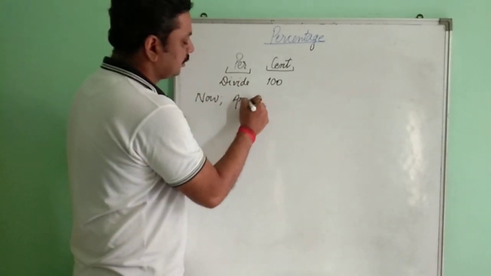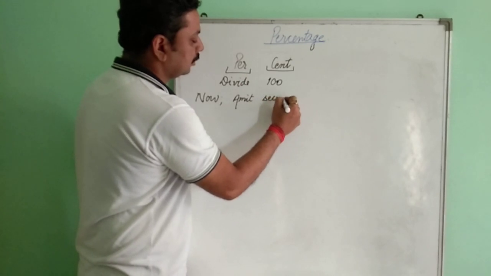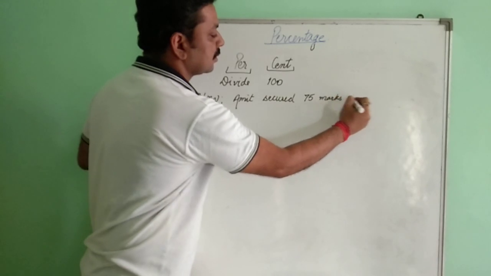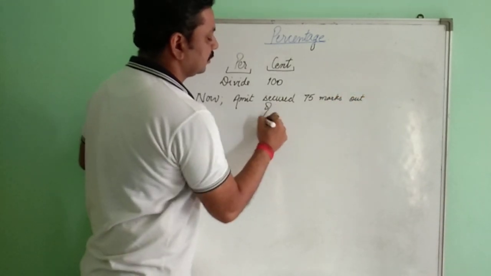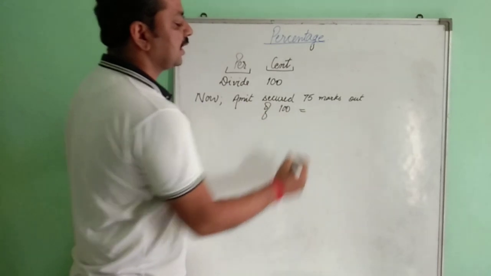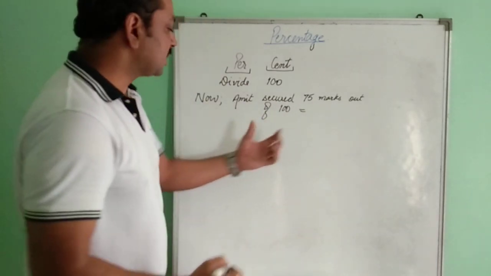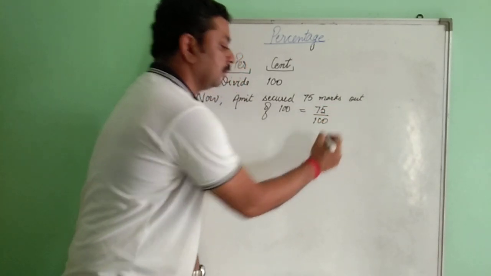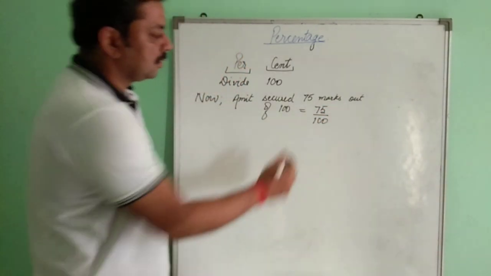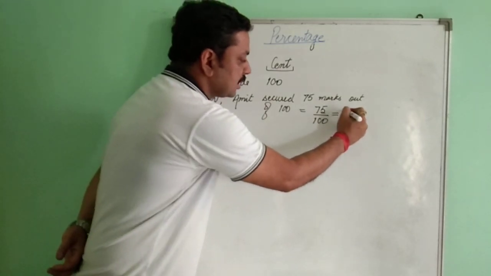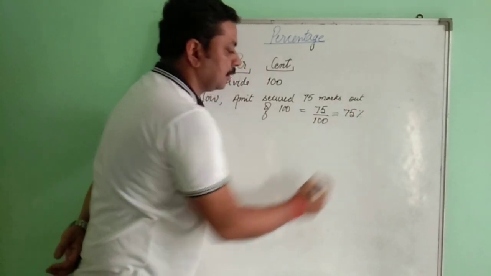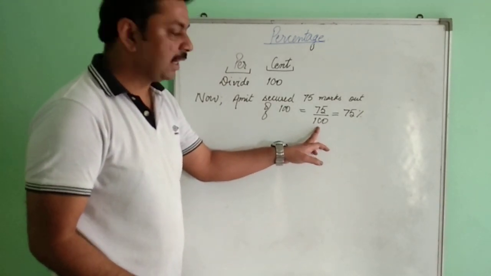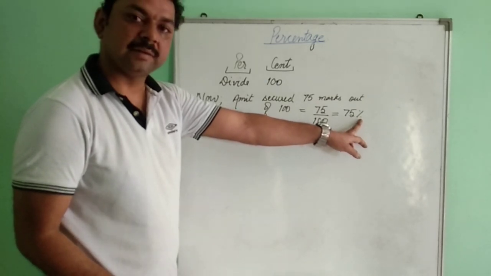Amit secured 75 marks out of 100. So if we need to write it down, the percentage of Amit is going to be 75 upon 100. Clear? 75 upon 100 means 75%, because whenever there is a 100 in the denominator, it means you are going to use the percent sign.